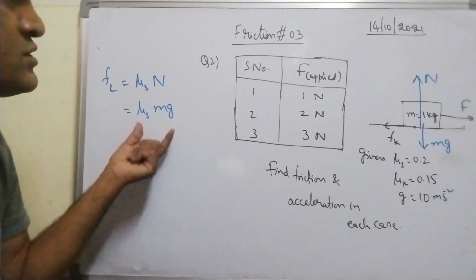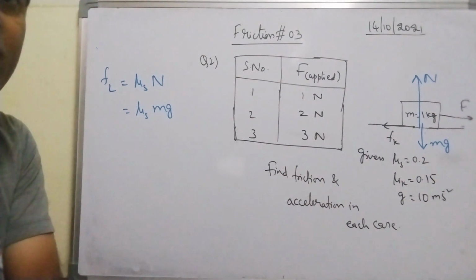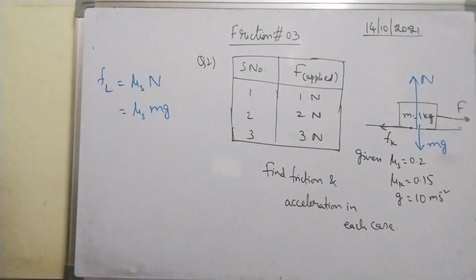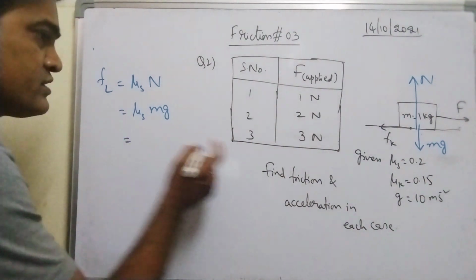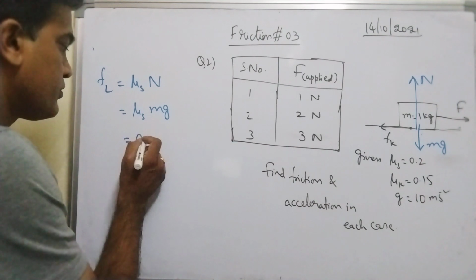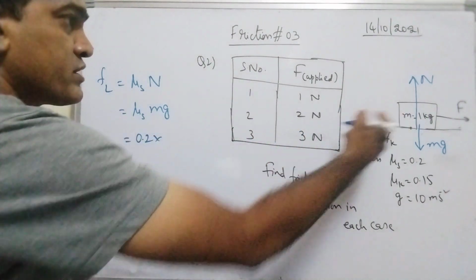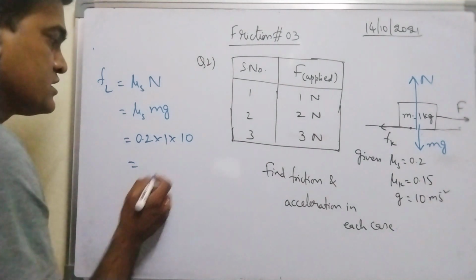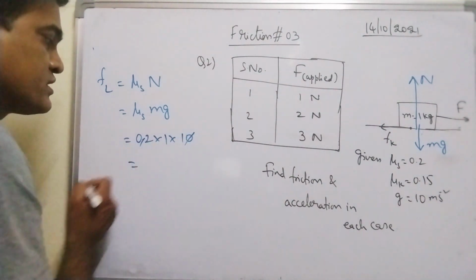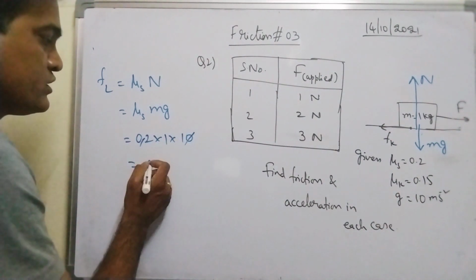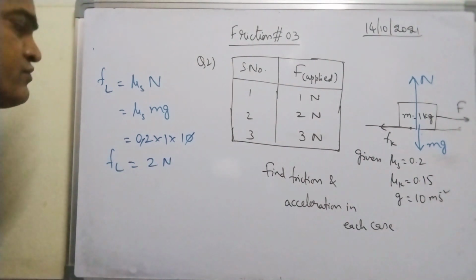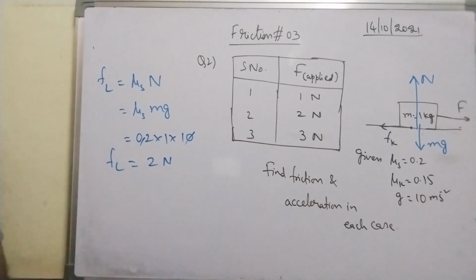So if I substitute these values, let me find out the value of this limiting friction. What will we get? Let us see. What is the mu s given? Mu s is given as 0.2, into mass of block 1 kg, and g value I have given as 10. The decimal and the 0 get cancelled, 2 into 1. So 2 Newton I am getting. This is the value of limiting friction.